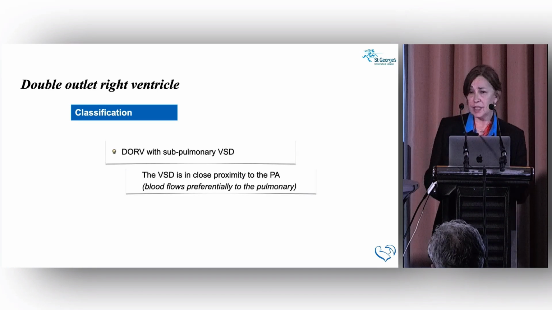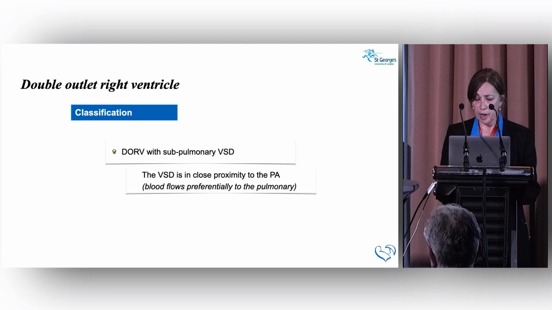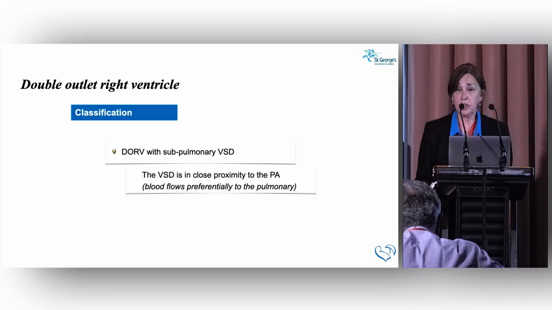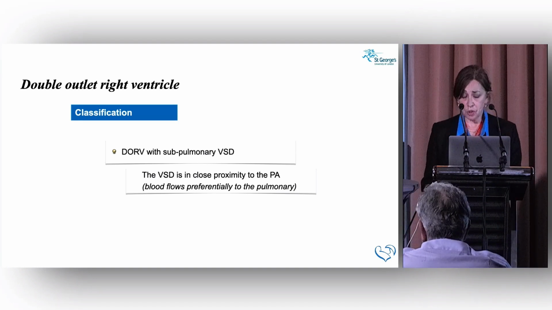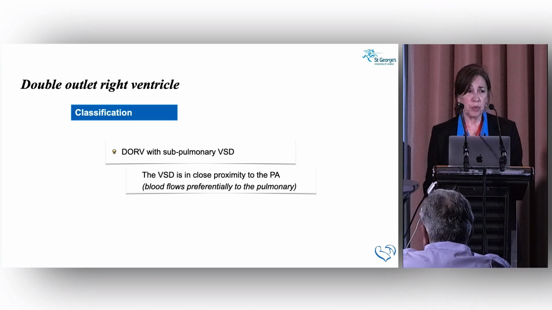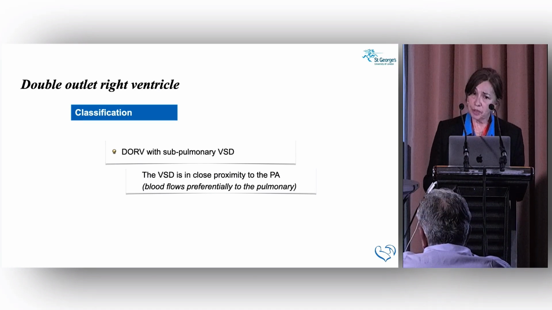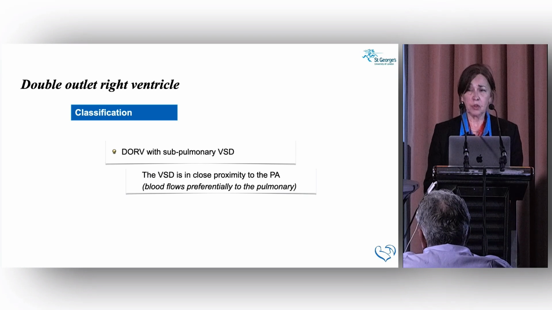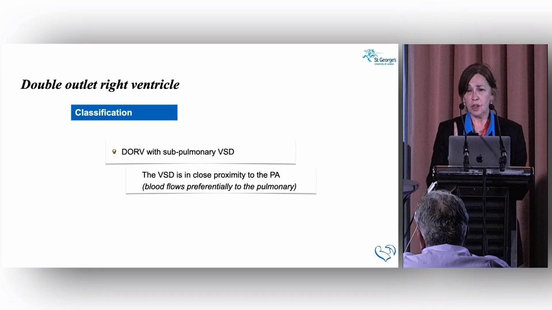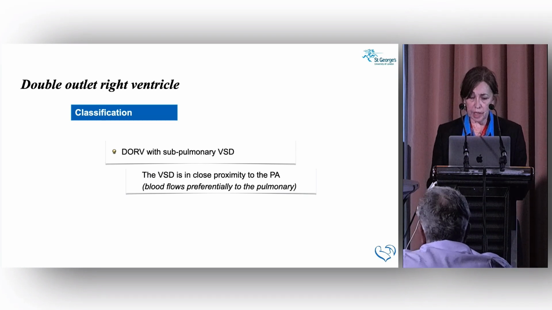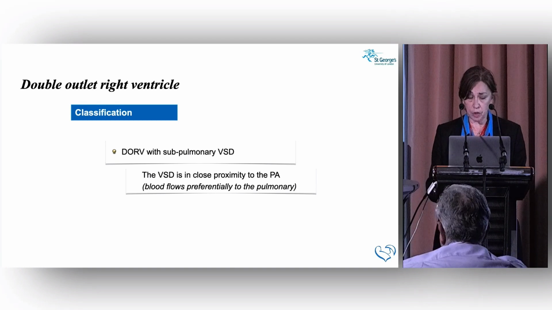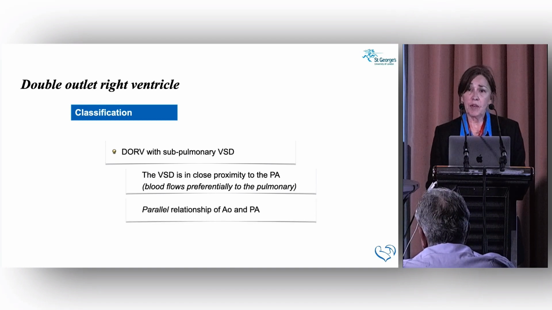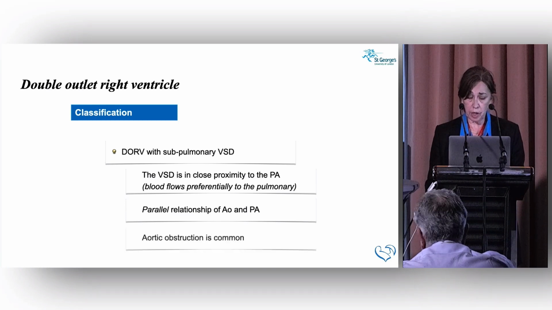So is this the VSD that's close to the pulmonary artery, or the pulmonary artery that's close to the VSD? So therefore, blood from the left ventricle will go preferentially to the pulmonary artery. So that's quite different from the subaortic. So it's very important to say double outlet ventricle and something else, because the clinical presentation is completely different and the management. So they have a parallel relationship of the great arteries, similar to transposition, because the left ventricle is pumping into the pulmonary artery.